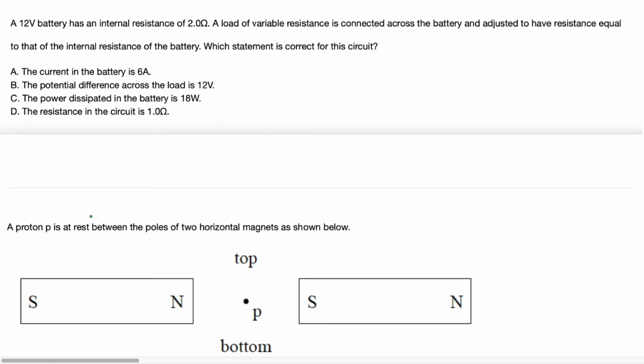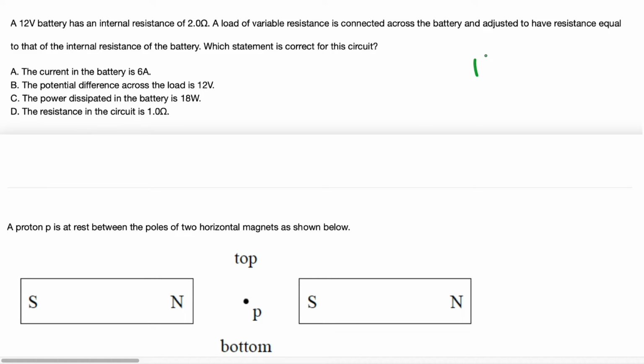A 12 volt battery has an internal resistance of 2 ohm. A load of variable resistance is connected across the battery and adjusted to have resistance equal to that of the internal resistance of the battery. Which statement is correct for the circuit? So here, A says the current in the battery is equal to 6 ampere. So how do we do this problem?